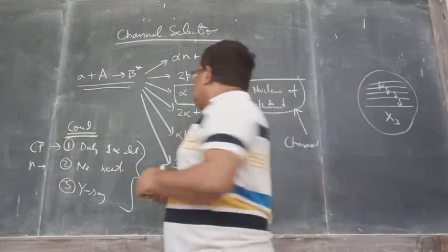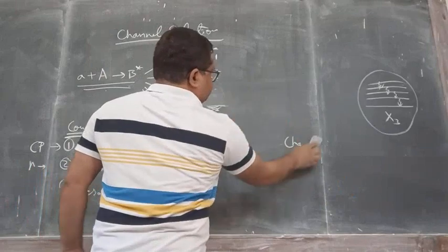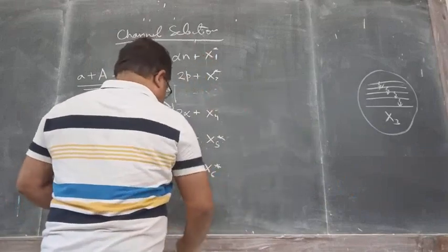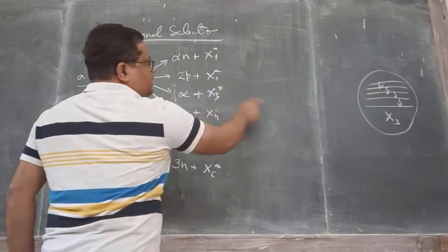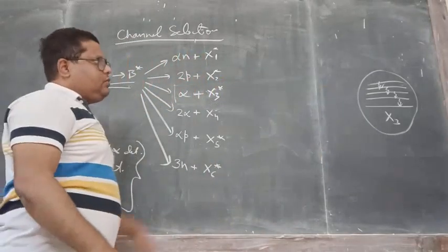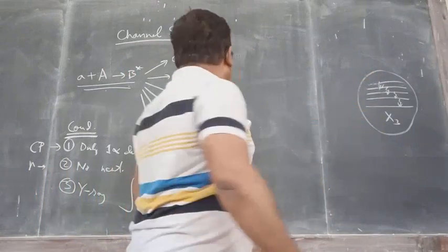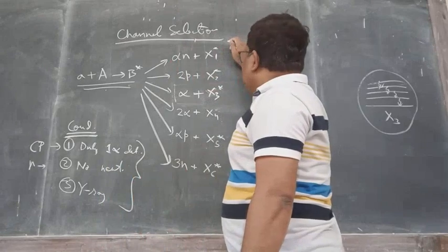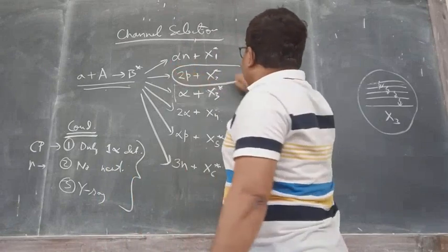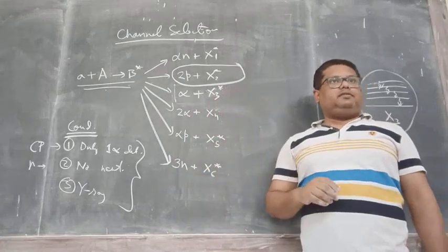Now let's talk about some other selection. This was alpha plus X3 star. Here I have shown you, this is what I want to study: gamma ray spectroscopy of the X3 nucleus. Now, suppose I want to study this one. What should I put as a condition?